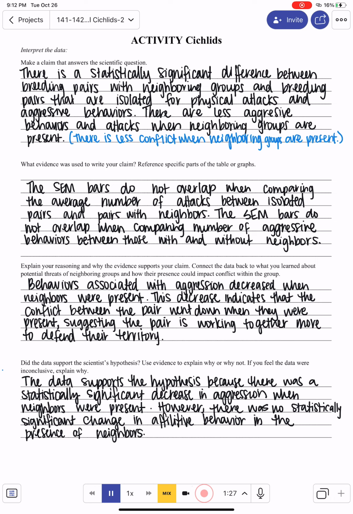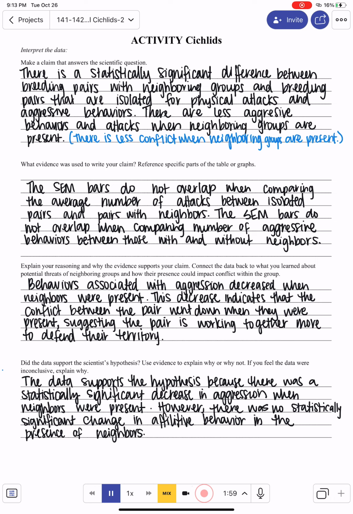So we would say that the SEM bars do not overlap when comparing the average number of attacks between isolated pairs and pairs with neighbors. On the other hand, we can also say the SEM bars do not overlap when comparing the number of aggressive behaviors between those with and without neighbors. The important part here that I want to point out to you guys is that those SEM bars do not overlap. Okay, that's what shows that we have a statistically significant difference.